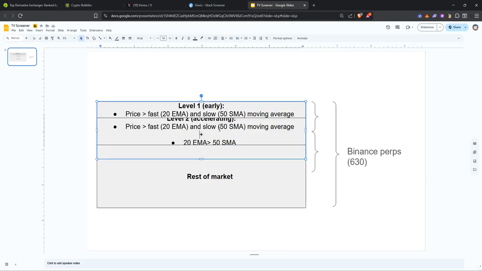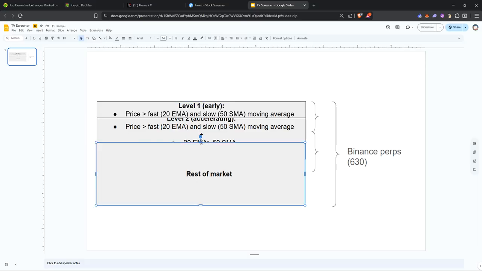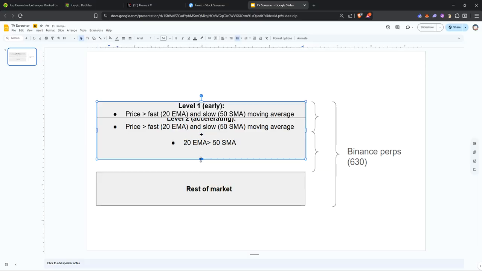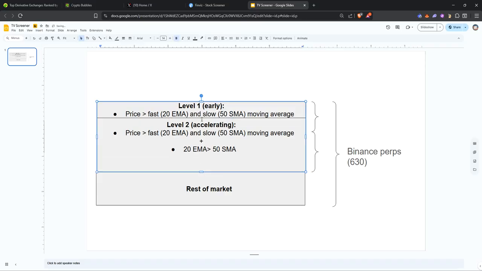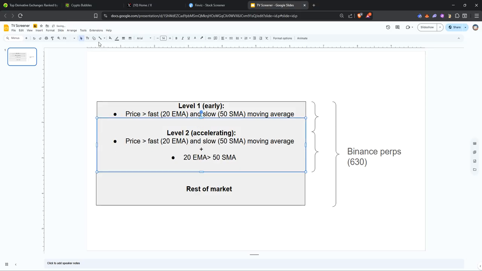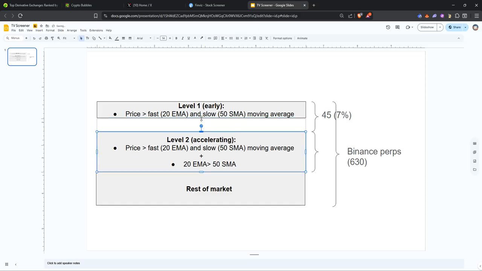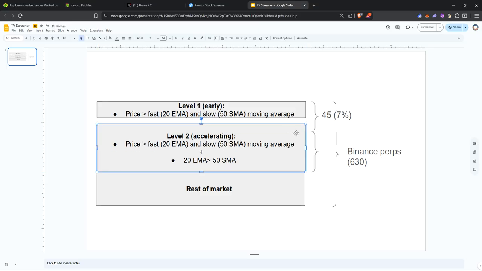Going back to this, sorry, let me just tidy this up. We saw that was about 7%. So 45, which was 7%. So to me, that's a weak breadth.